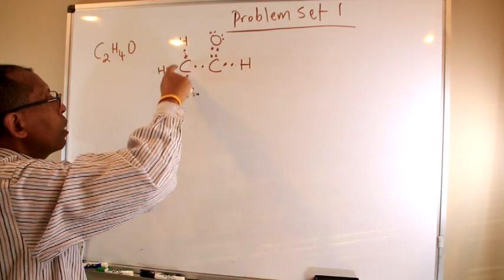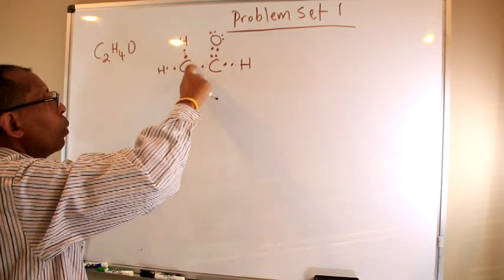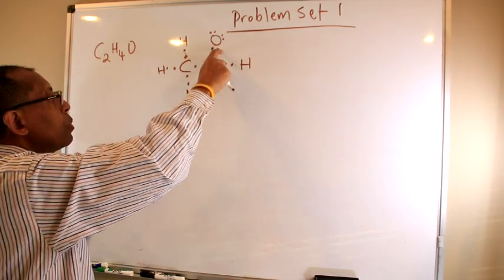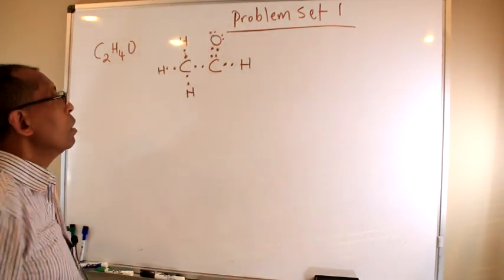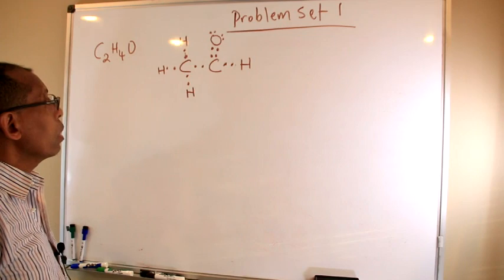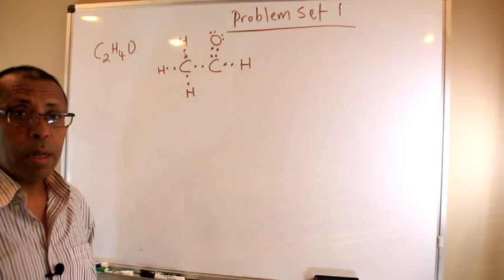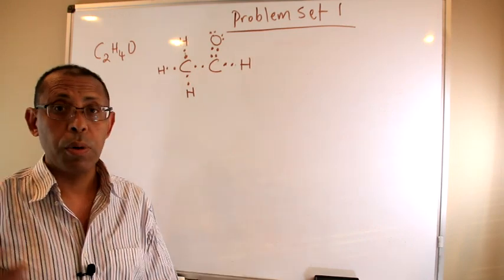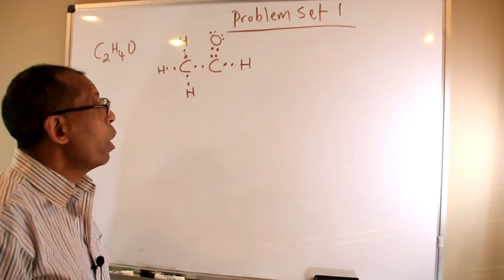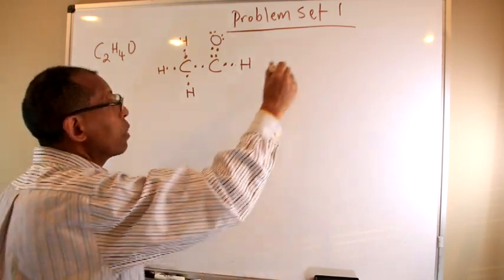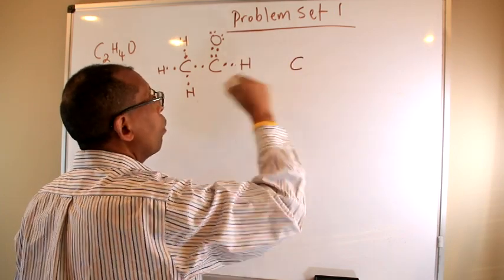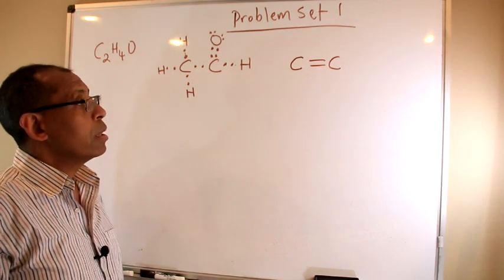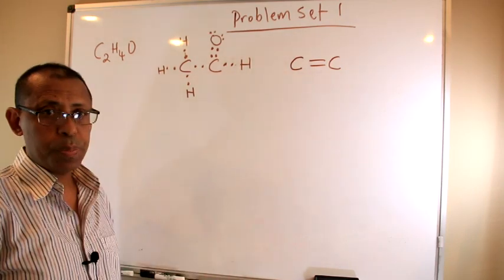Counting 1, 2, 3, 4, 5, 6, 7, 8 for each center, this is a good loose structure for C2H4O. But this formula can be also differently constituted, so that it gives another constitutional isomer. So the way we could draw this could be, for example, if we have one of the C and another C, in this case, now you see there is a double bond between the 2 carbons.